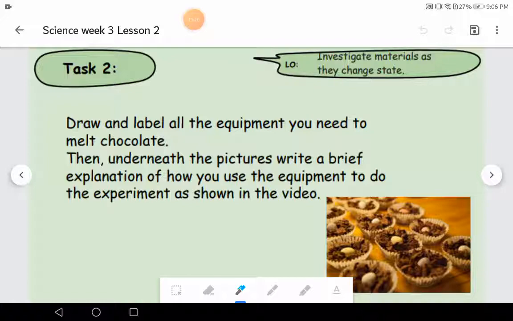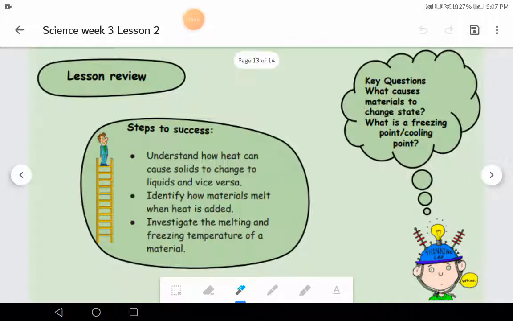Okay, and if you want, you can even take a copybook and draw and label all the equipment you need to melt chocolate. Then underneath the picture, write a brief explanation of how to use the equipment to do the experiment as shown in the video.